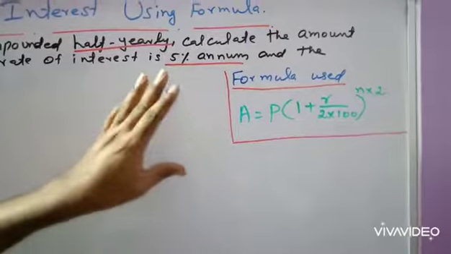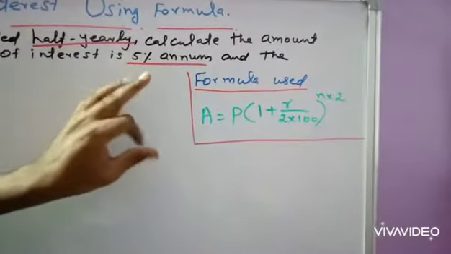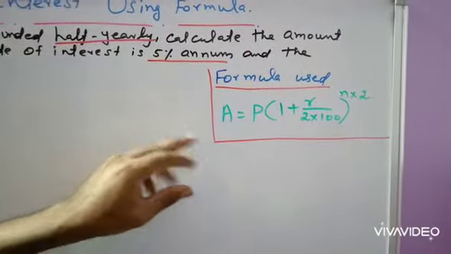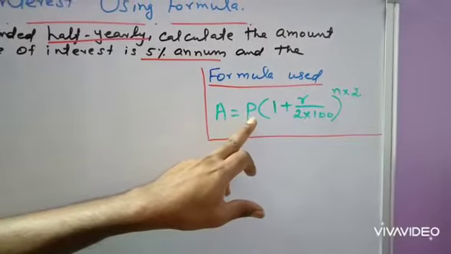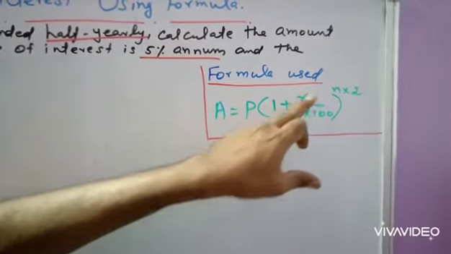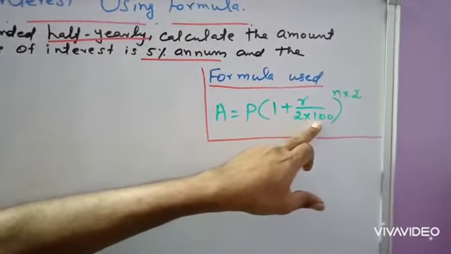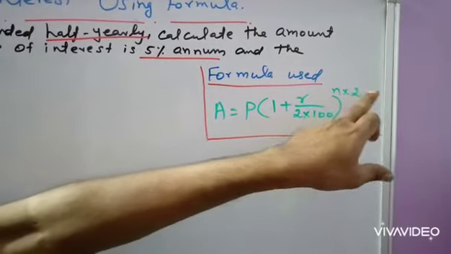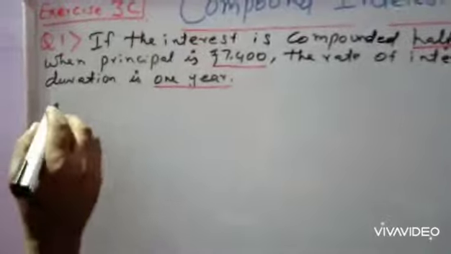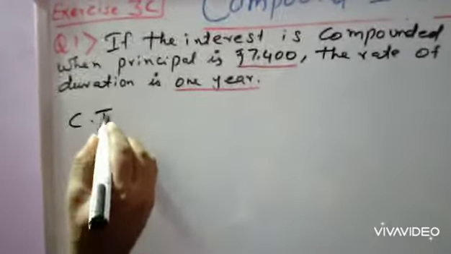So please remember, whenever the compound interest calculation is happening half yearly, the formula is P into (1 plus R by (2 into 100)) power n into 2. Okay, so now we are coming to the calculation of compound interest.